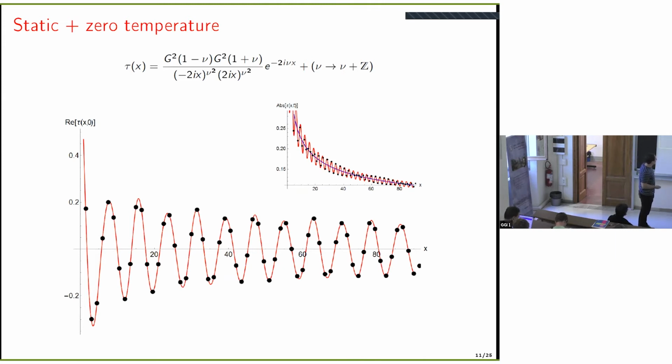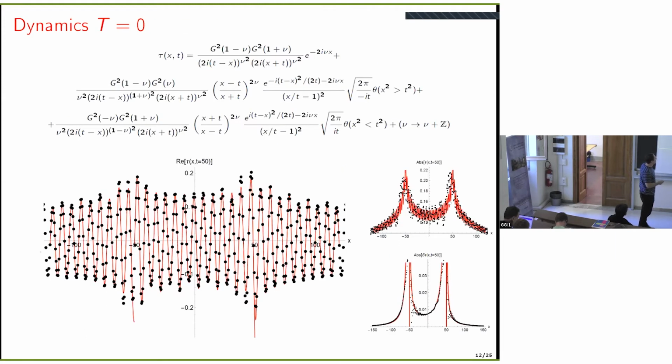A similar story comes when we take time into account. It's just small modifications plus this square root of t correction that I told you about. And again, apart from x equal t, where it's not even properly shown, or maybe here.